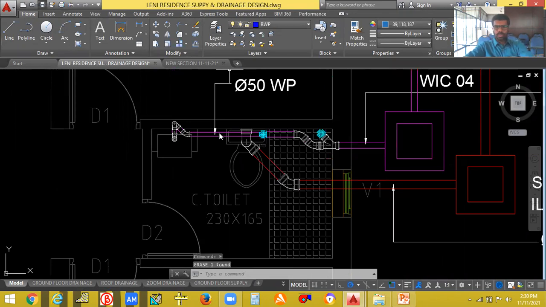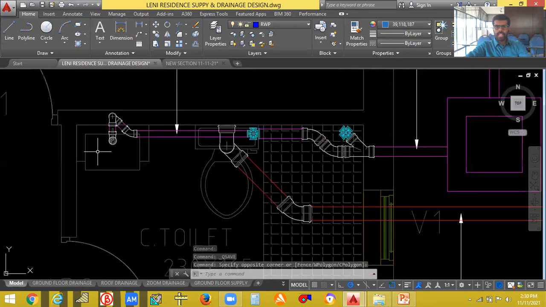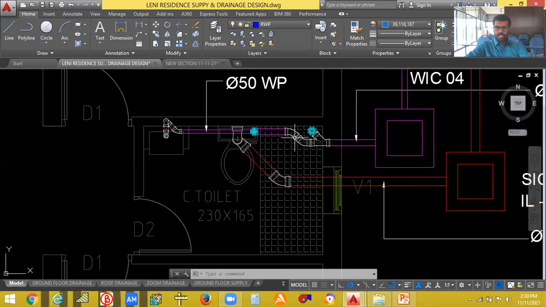Okay. So in this case, you can see here this is the floor trap. Every fixture has to be connected to the floor trap. You can see here it is connected to the floor trap. So this is the wet area and this is the dry area. Wet area in the sense the shower and water always will be there.